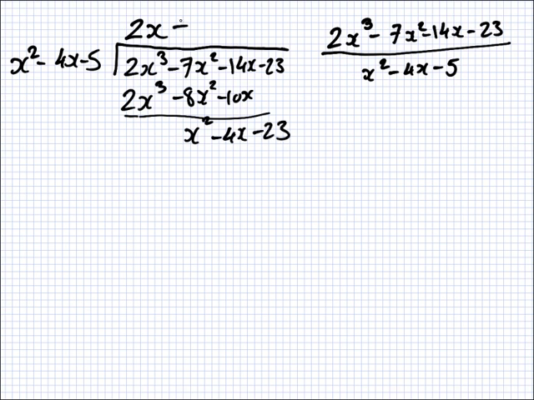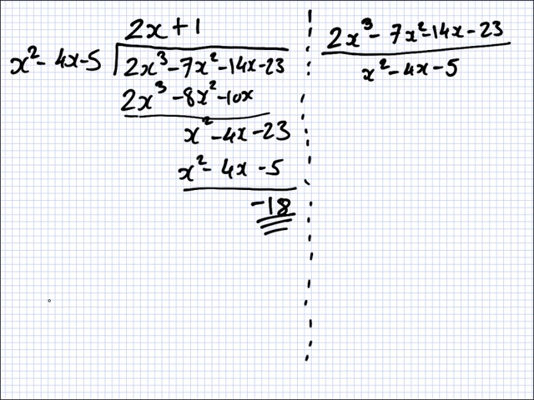So the next and final piece must be a 1. So that's x squared minus 4x minus 5. I subtract, and what's that leaving me with? Minus 18. Now that's not a mistake. There is a remainder here. So let me just draw a line here.